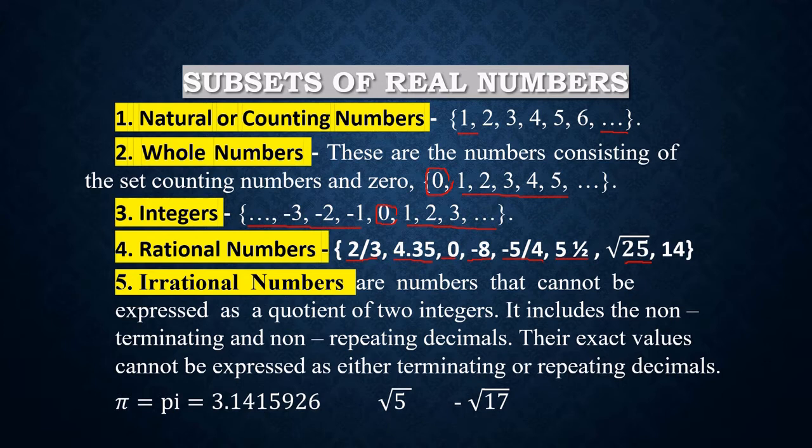Next is the irrational numbers. These are numbers that cannot be expressed as a quotient of two integers. It includes the non-terminating and non-repeating decimals. Their exact values cannot be expressed as either terminating or repeating decimals. For example, pi. This is equivalent to 3.14159 26. Okay? Then we have square root of 5, which is not a perfect square. We also have negative square root of 17, which is not a perfect square. So, these are examples of irrational numbers.